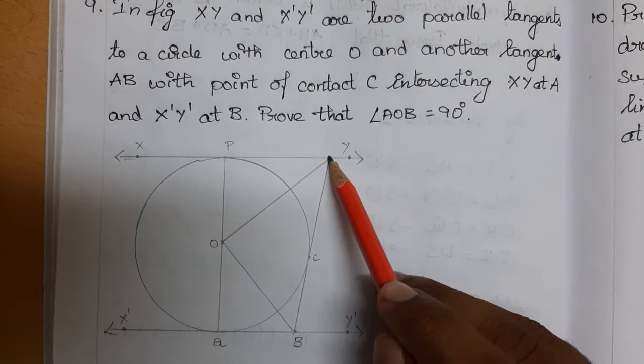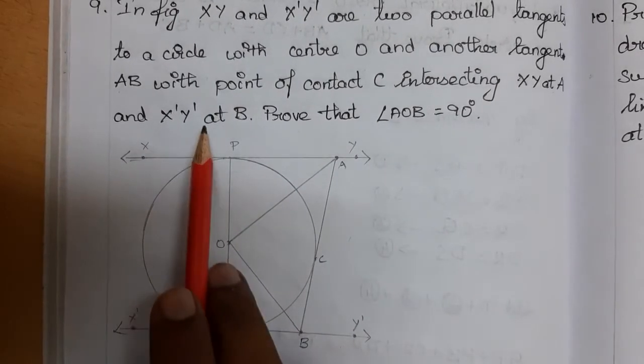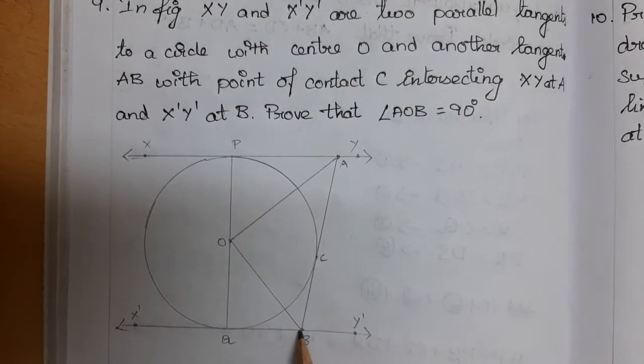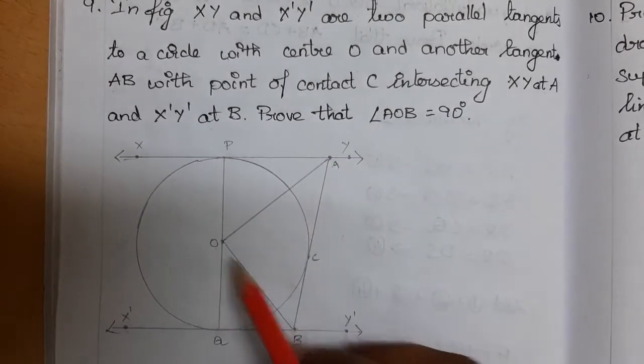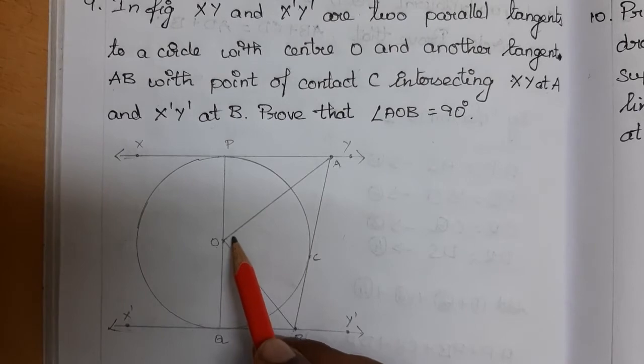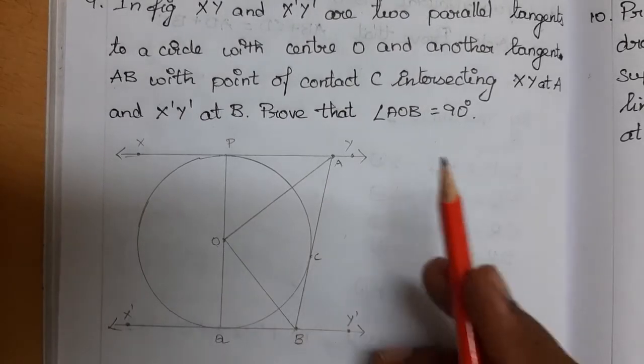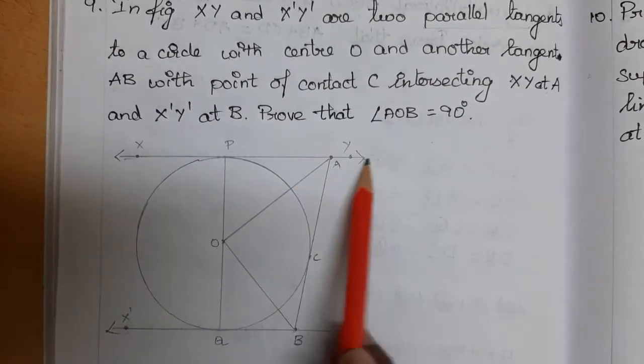So it is intersecting XY at A and X'Y' at B. So X'Y' is intersecting at B. So we have to prove that angle AOB is equal to 90 degrees. Given that these two lines are parallel.